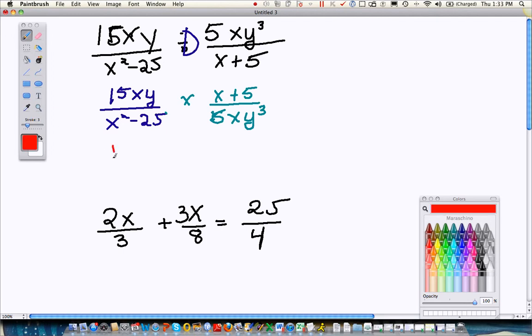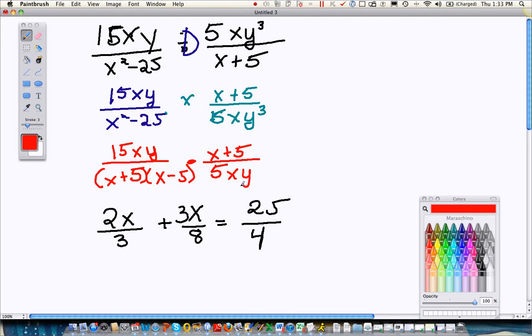And then we'll talk about some canceling. On the bottom here I have this x squared minus 25. This is a difference of perfect squares. So I'm going to go ahead and factor it. Each one gets an x, and the 25 is the perfect square, the square root of 25 being 5, one plus, one minus sign. And then I'm going to write the second fraction like that.